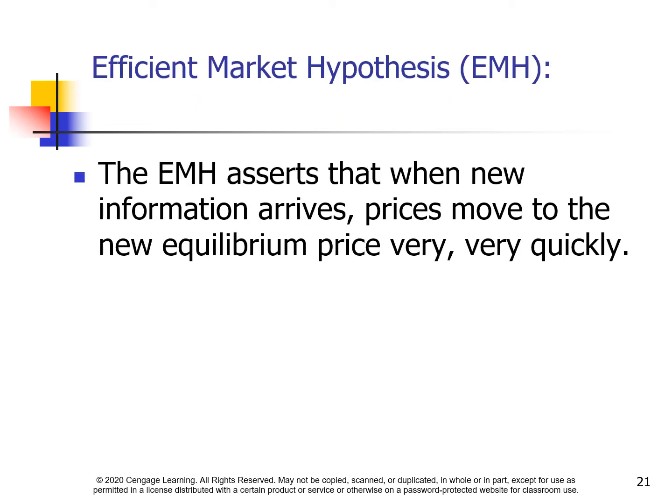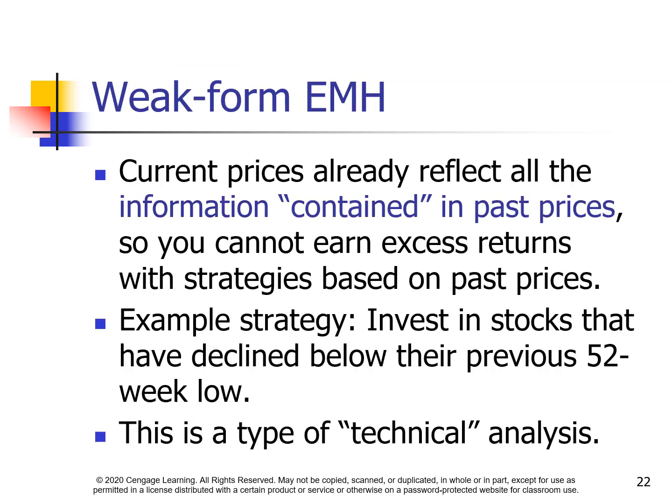Efficient market hypothesis, EMH. The EMH asserts that when new information arrives, prices move to the new equilibrium price very quickly. Weak form market efficiency. Current price already reflects all the information contained in past prices, so you cannot earn excess returns with strategies based on past prices.